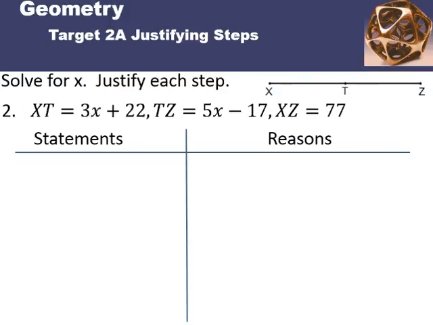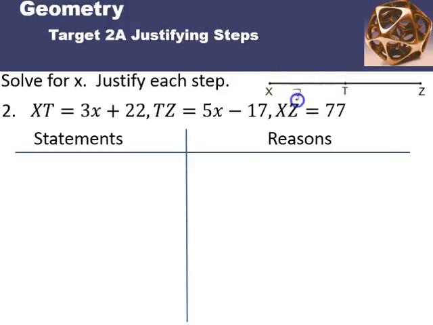Okay, number 2 is the segment addition property proof. Our proofs like this are either going to be adding a segment together or adding an angle together. This is a segment.